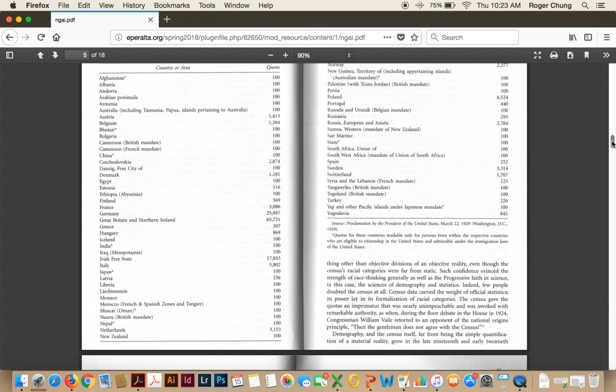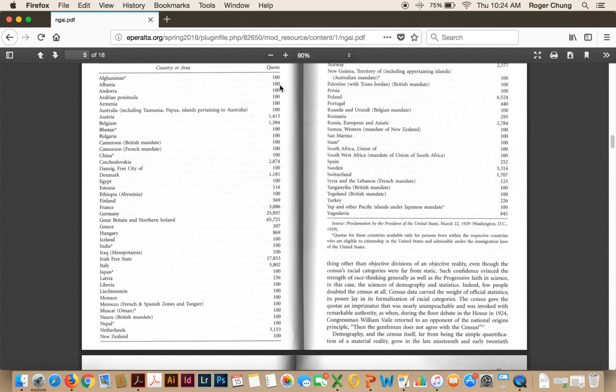You'll notice that Latin American countries in this chart are not present. This is largely because of the Treaty of Guadalupe Hidalgo and their eligibility to citizenship, particularly because of Mexico. So check it out. If we take a look at Great Britain and Northern Ireland, they have a quota of 65,000. Countries like Germany and the Irish Free State are also sending over a large majority of immigrants per year. And if we take a look at other countries, like this 100, right?